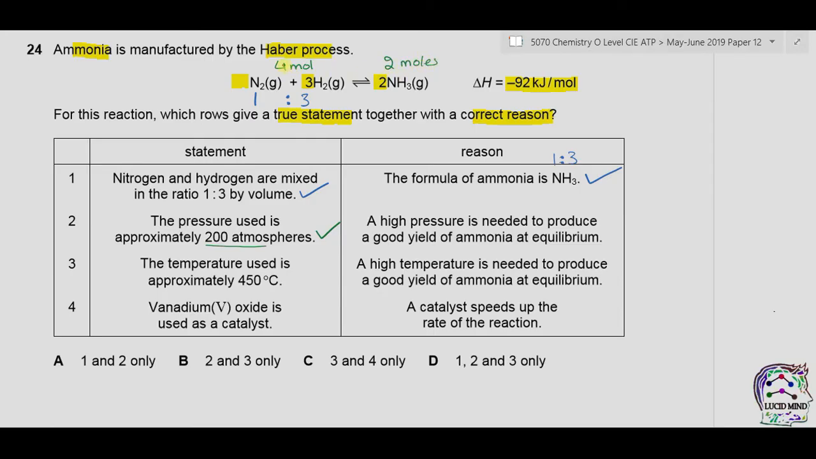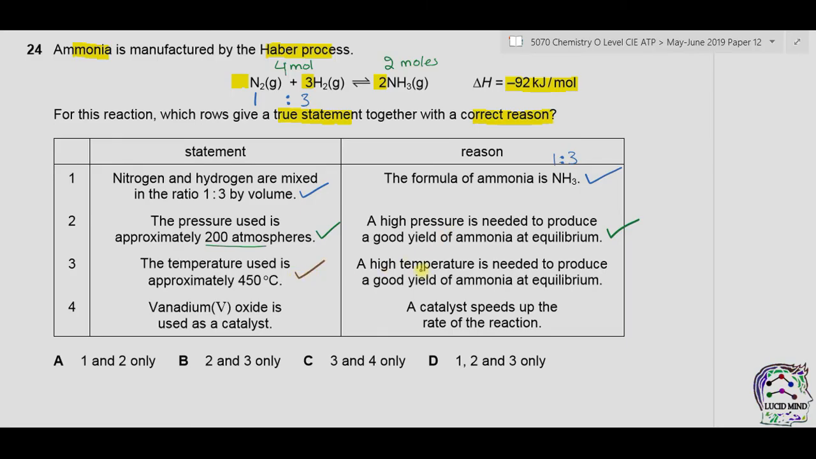So therefore, at higher pressure, the reaction will move in the forward direction because the number of moles of reactant is greater than the number of moles of product. So this statement is also true. 3. The temperature used is approximately 450 degrees centigrade. This is also a true statement.